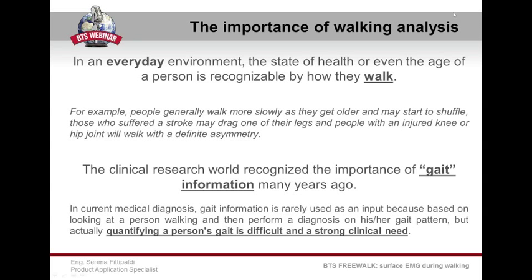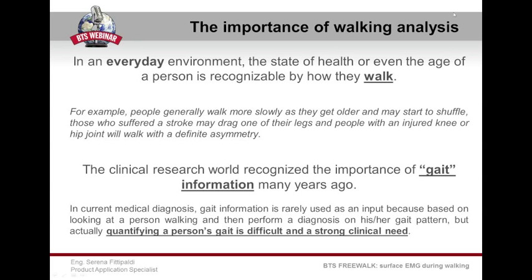So, for example, we can understand from a particular walking pattern if the person is getting older, so maybe the walk will be slower, or if the subject starts to shuffle, or if we look at a person dragging one of their legs, it can be an affection due to a stroke suffered by the patient. An injured knee or an injured hip can define a huge asymmetry in the walking pattern.